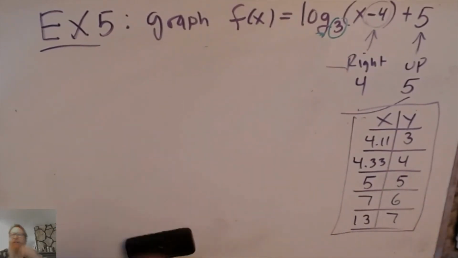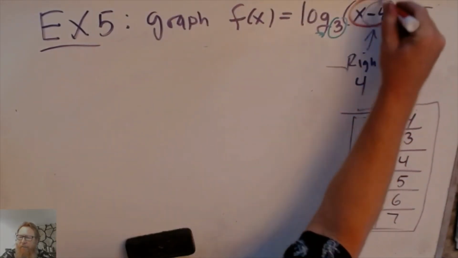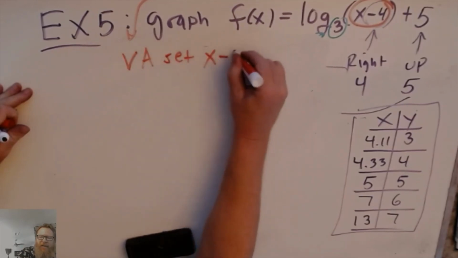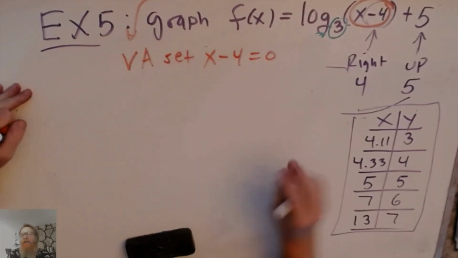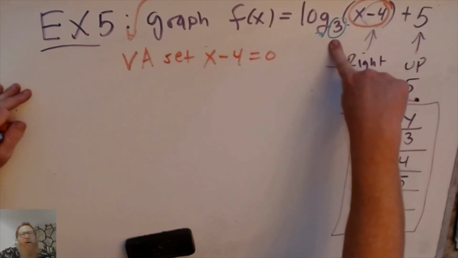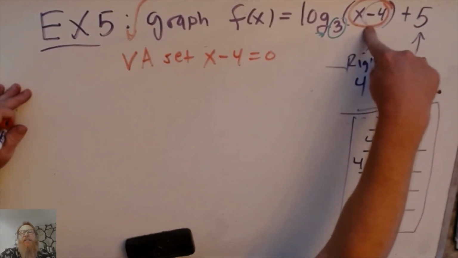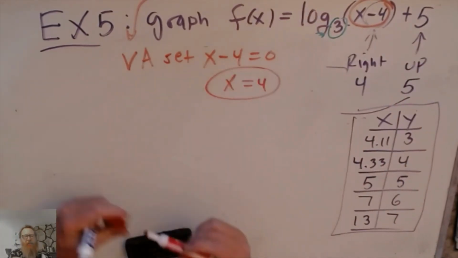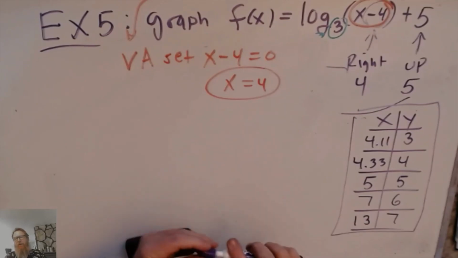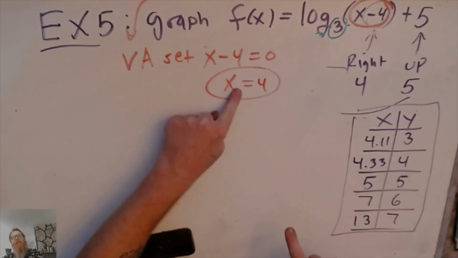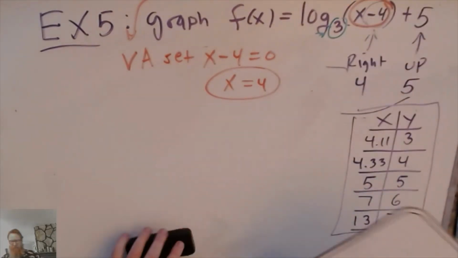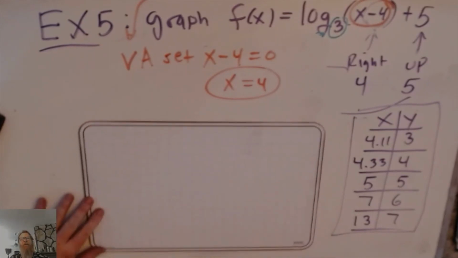Couple things before I get started. Let's figure out what our vertical asymptote is. To find the VA, we're going to set x minus 4 equal to 0. You don't care about the plus 5. You don't care about the base 3. It is just the inside of the parentheses. That's called the argument. So you get x equals 4. Now combining this asymptote with these points on a piece of graph paper, we should be able to get the graph pretty nicely.